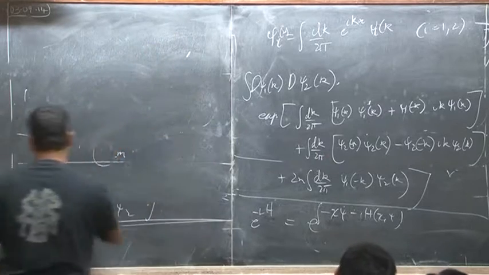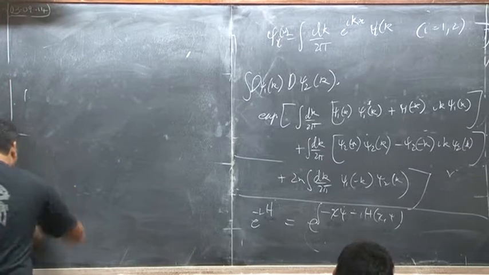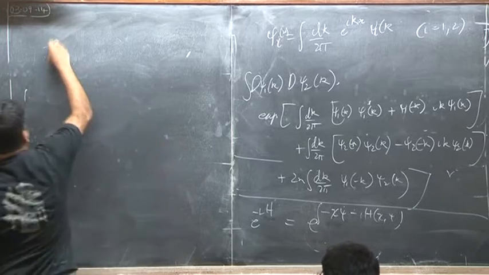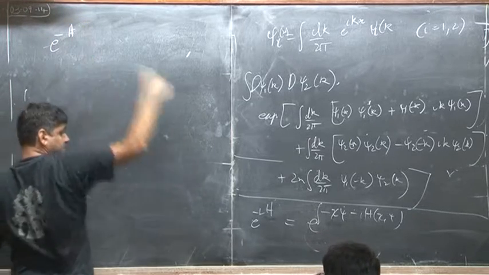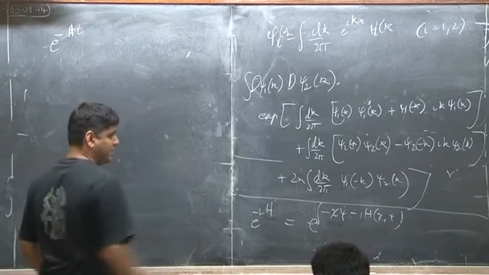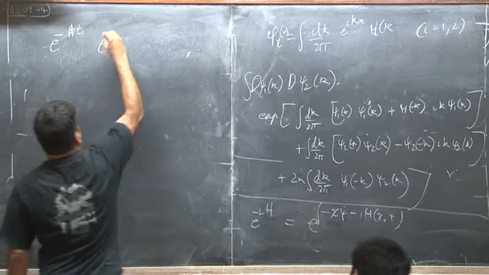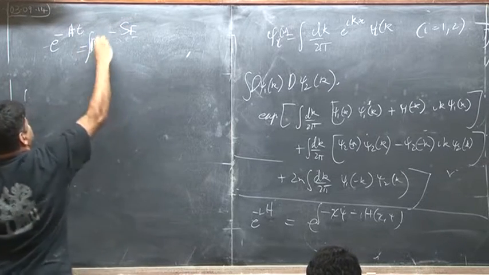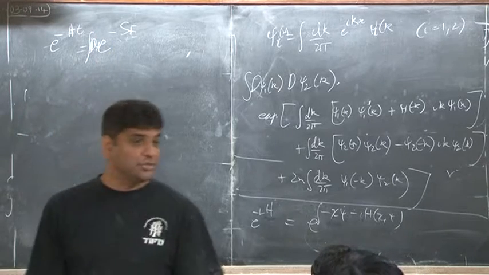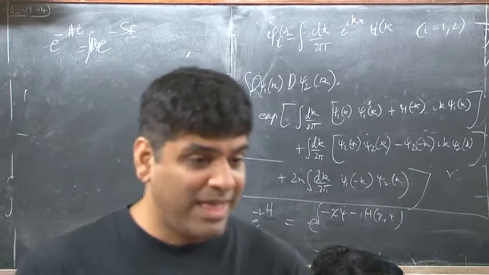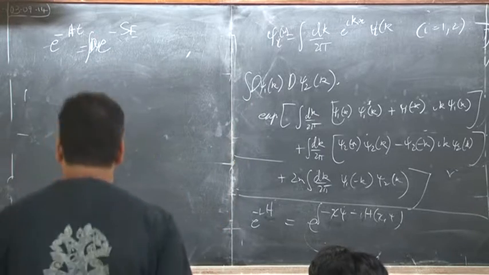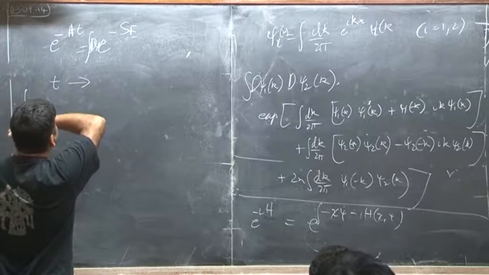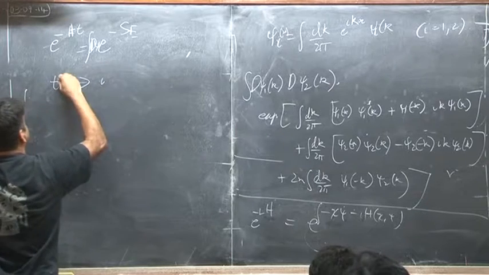Let me say it again. What is the Euclidean path integral? I'm going to give you a set of rules and then you see if it makes sense. The Euclidean path integral, e to the power minus H times t, is generated by e to the power minus S Euclidean, as usual, where we have to get some rules. How do we get S Euclidean out of S Minkowski? So the rule is, take t goes to I t Minkowski.